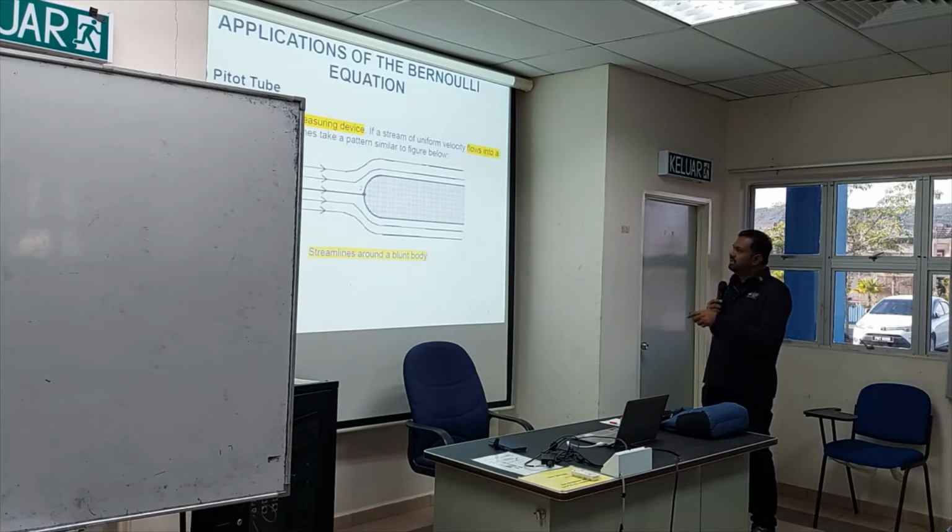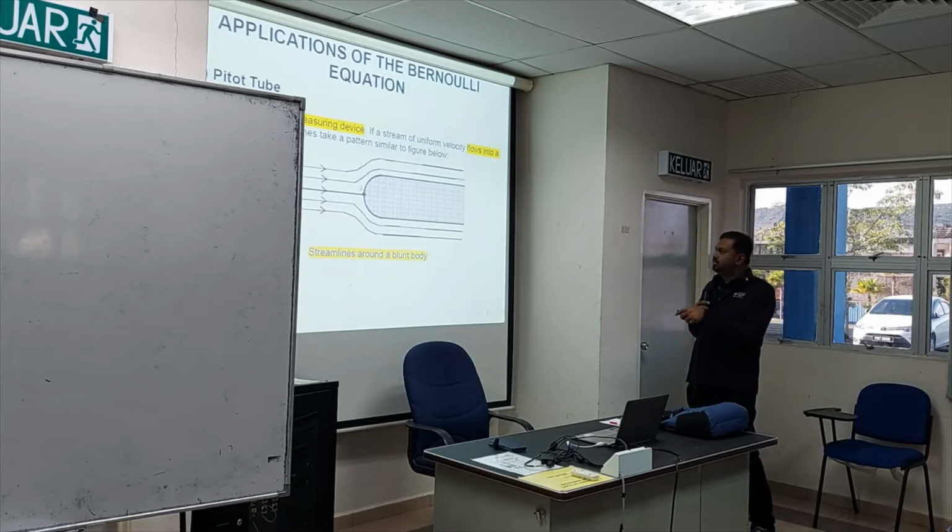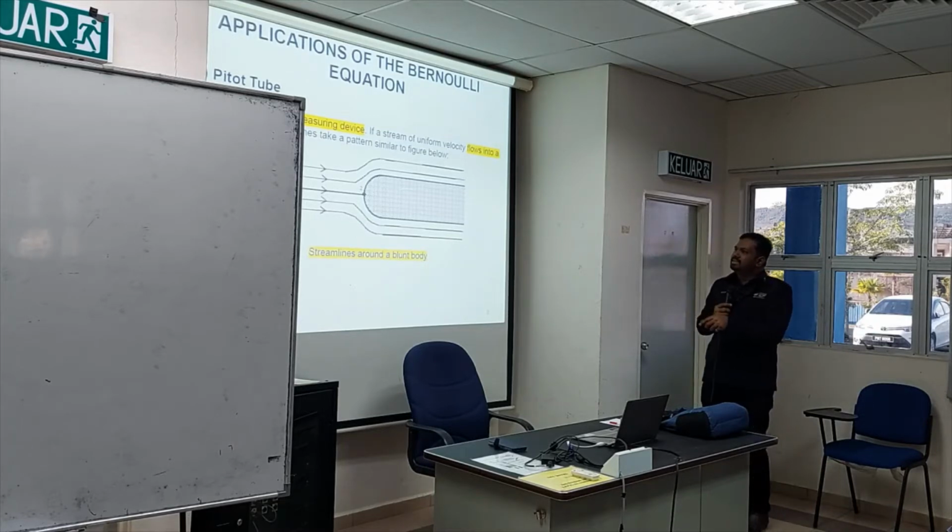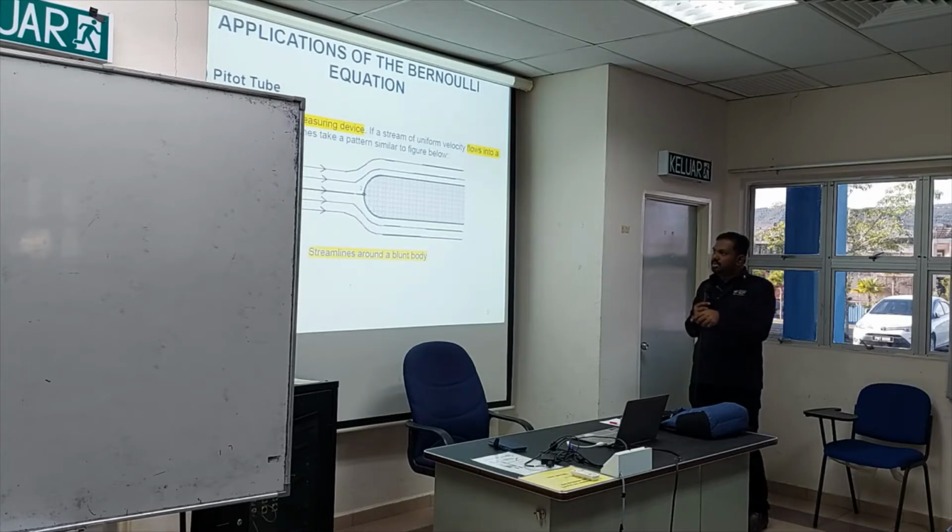If you can see, you have a streamline, 1, 2, 3, 4, 5. Okay, so it is going. So this is a blunt body, ini adalah satu permukaan yang kasar lah. So kalau dia bergerak dari point 1 ke point 2, so at this point dia akan berhenti. So it will completely stop at this point.